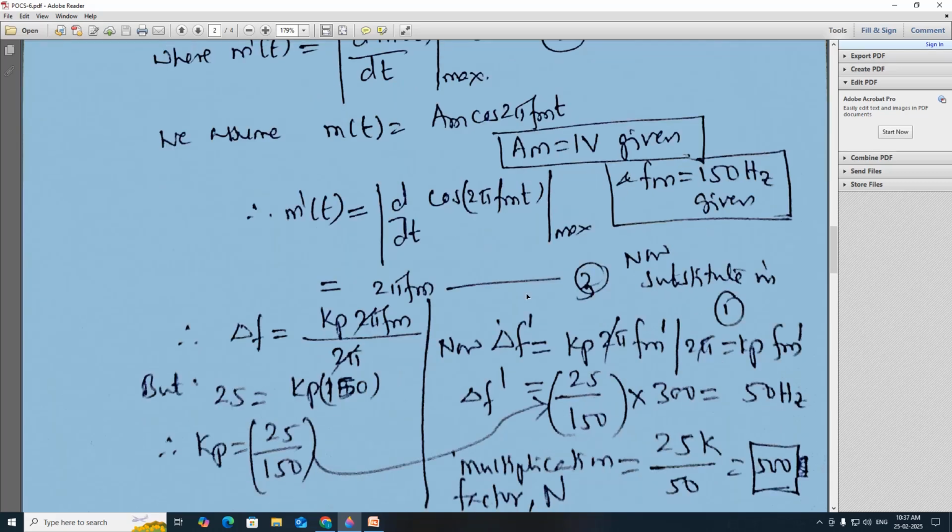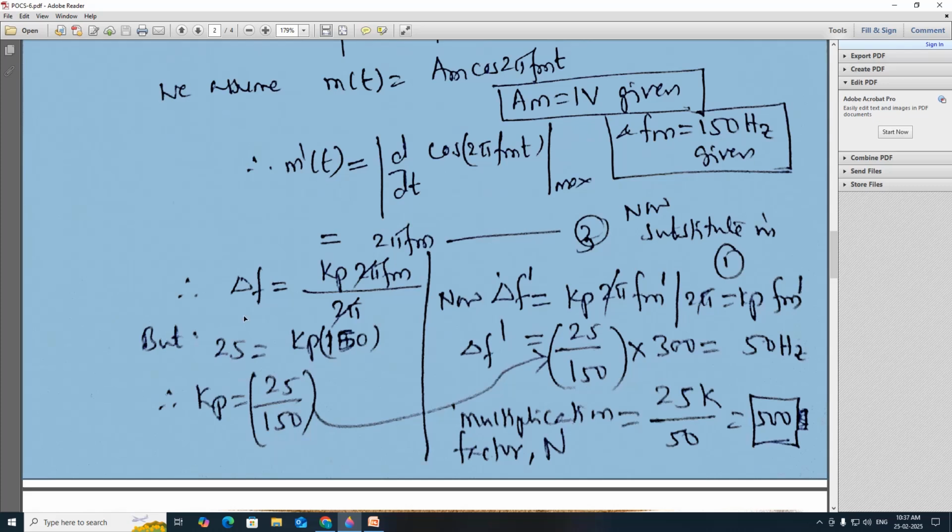So what is fm now? Fm is 150 hertz, so delta f is 25 hertz. We don't know what Kp is. Kp is a phase constant. Kp is equal to 25 by 50.